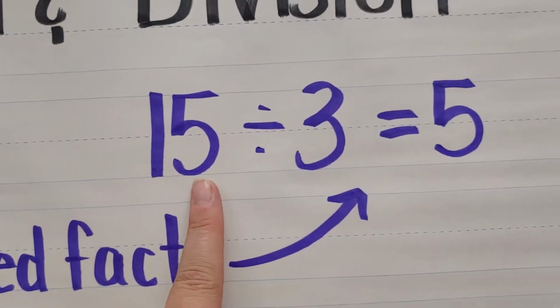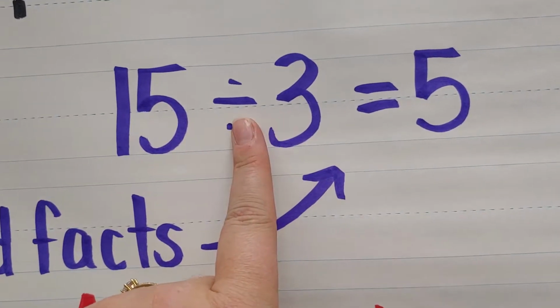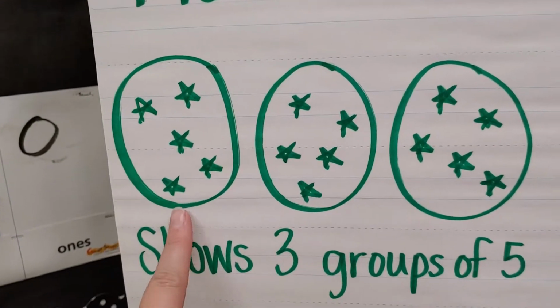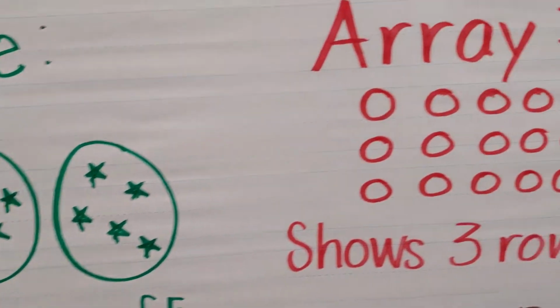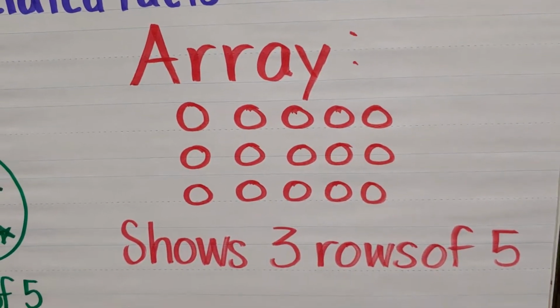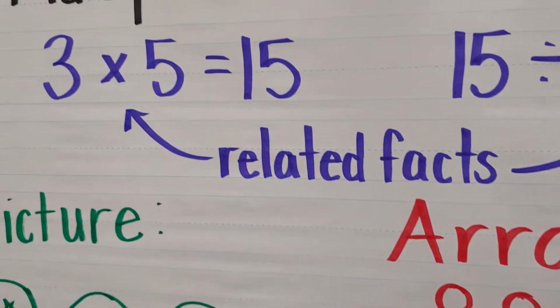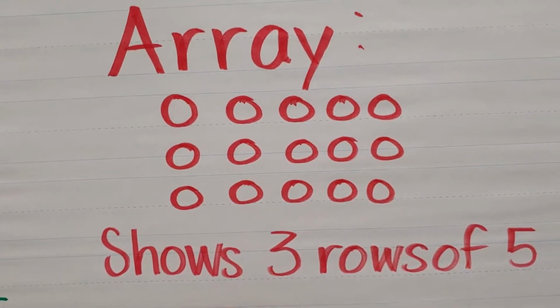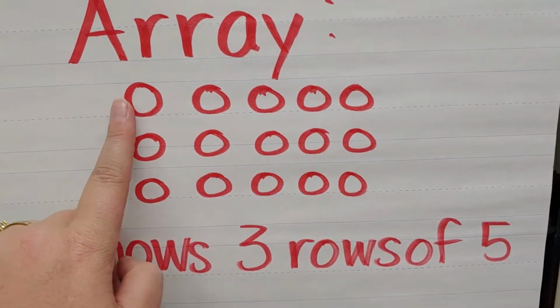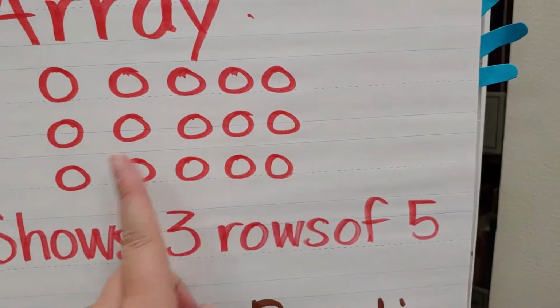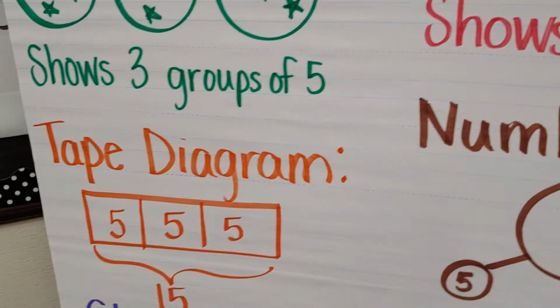If you were doing the division problem, 15 divided into 3 groups, you ended up with 5 in each group. For an array, we also learned that the multiplication symbol means rows of. So 3 times 5 becomes 3 rows of 5. 1 row, 2 rows, 3 rows of 5.